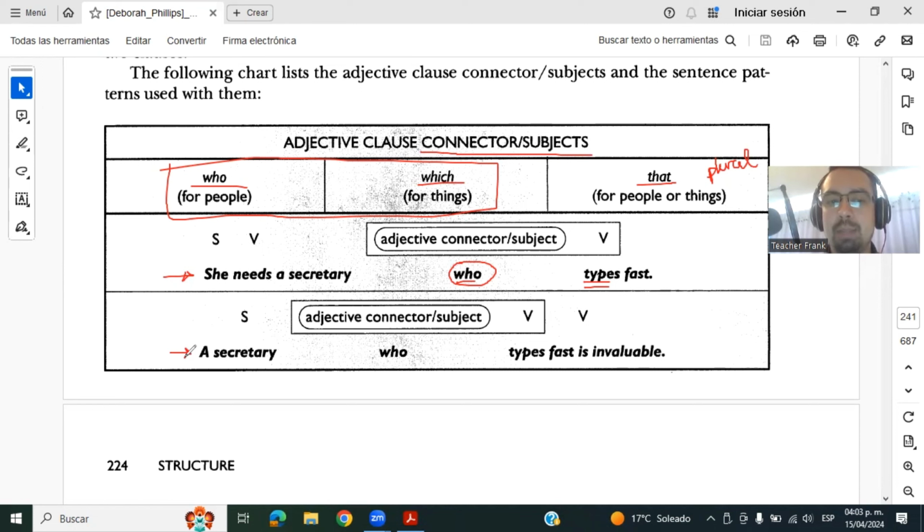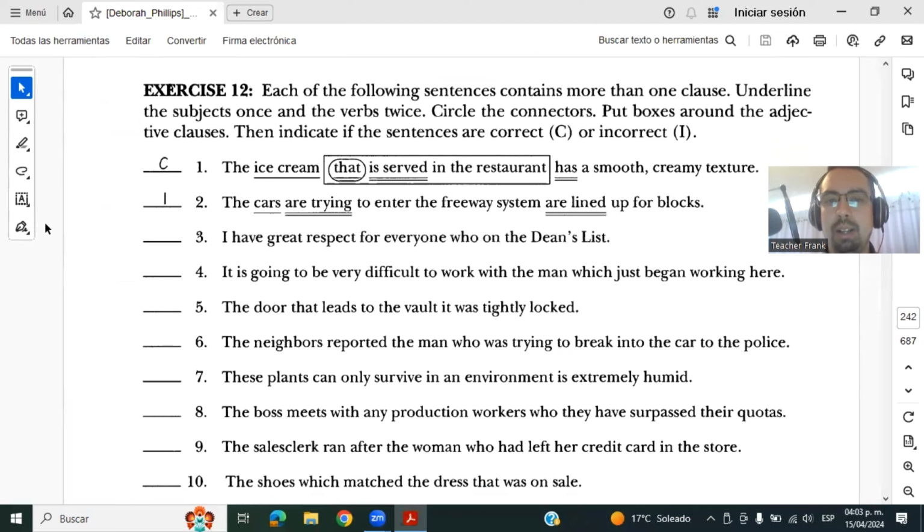Let's look at the second example. A secretary who types fast is invaluable. So this is for the subject. We have who as my connector, but it is also my subject, right? Okay, so let's practice this with the following exercises.